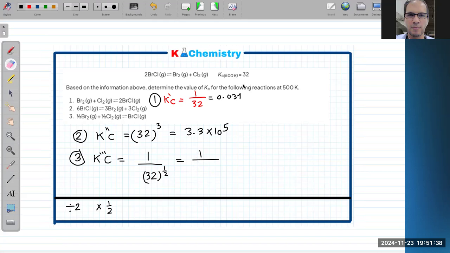And then we'll get to the reverse of this one. Almost equal to 0.18. So in this one, we have just made the reciprocal of it. This one, we have powered it to 3 because it was multiplied by 3. And this one, we did two things. We reversed it and then we powered by 3. Both of them are done in the same question.